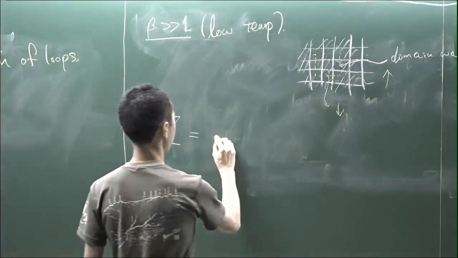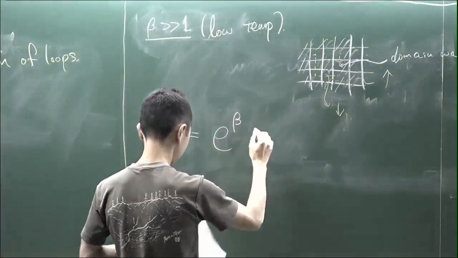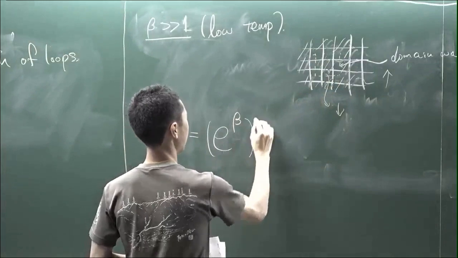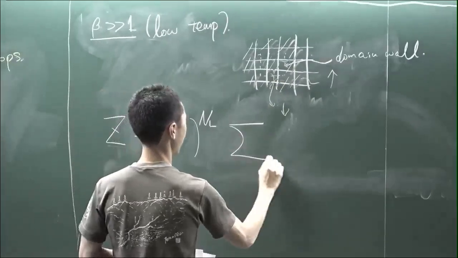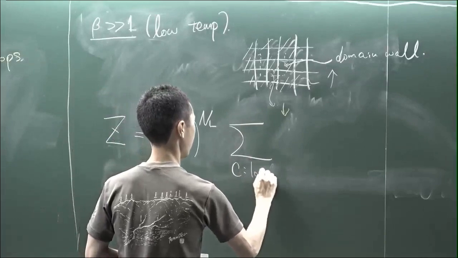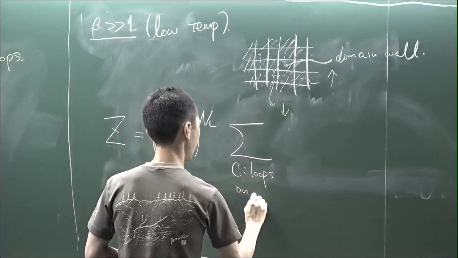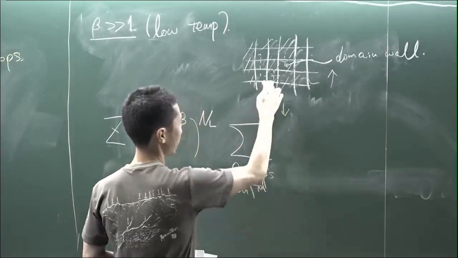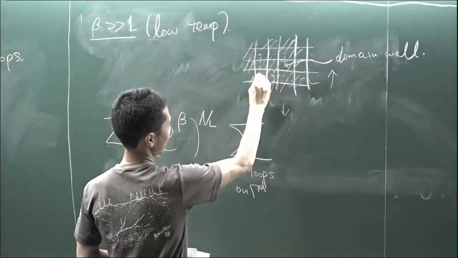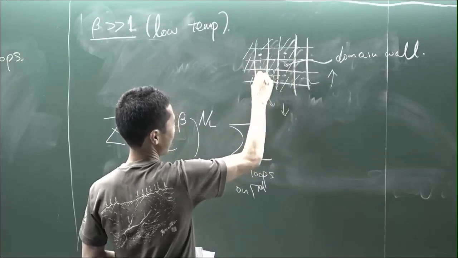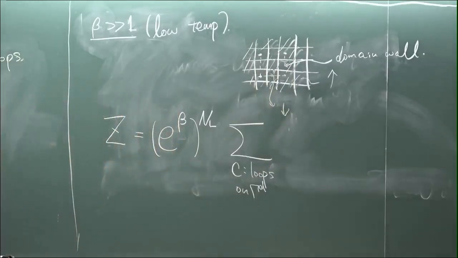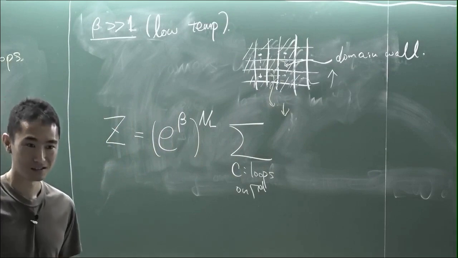And that gives you an expression which is basically something like e to beta times, again, n times L. And then you sum over all possible loops. But now the loops are drawn on a dual lattice, because the vertices of these loops are basically the faces of the original graph. The vacuum is that everyone is parallel.